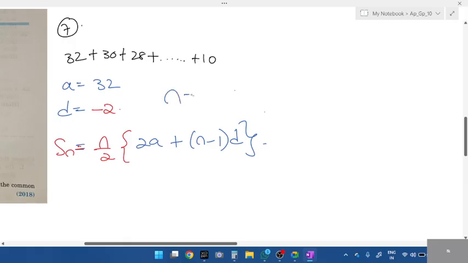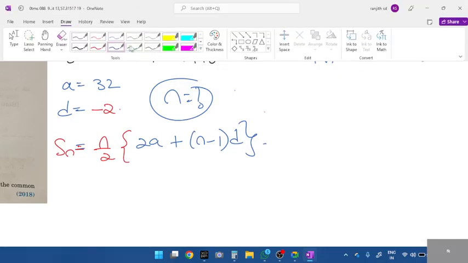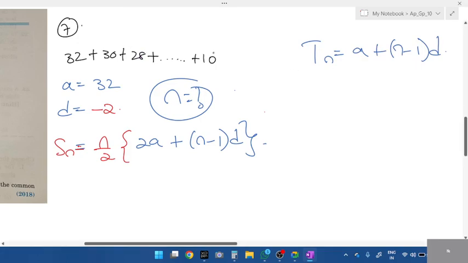We need n value. Is n value given? If n is not given, we use T of n formula, students. What is T of n formula? A plus n minus 1 into d. What is T of n value? What's the last value given? 10. The last value is also known as T of n.